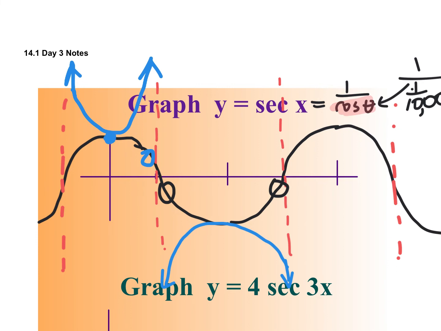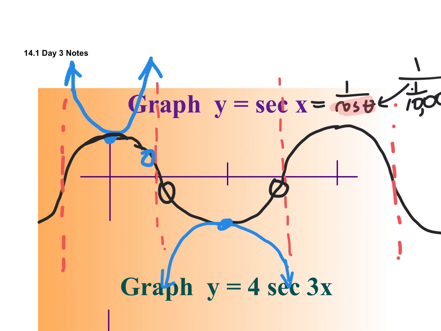And why do they actually share these points? Because those are the points 1 and -1. And guess what you get when you put 1 over 1? What is 1 over 1? It's 1. So then they share this point. Because at that exact moment, both secant and cosine are 1.